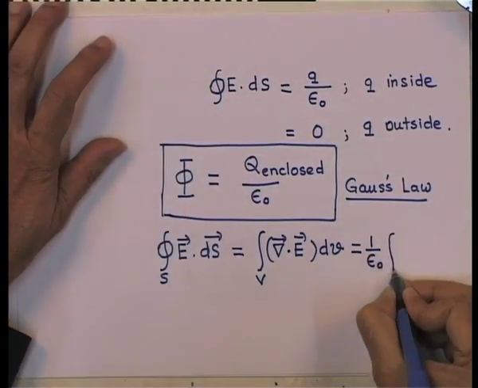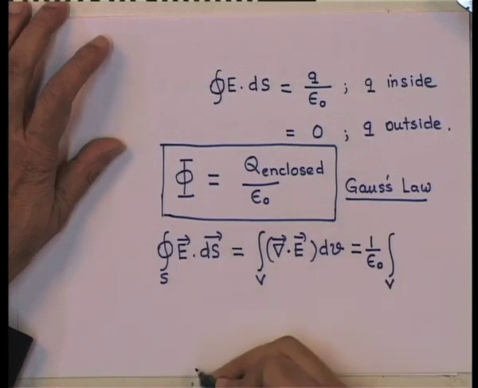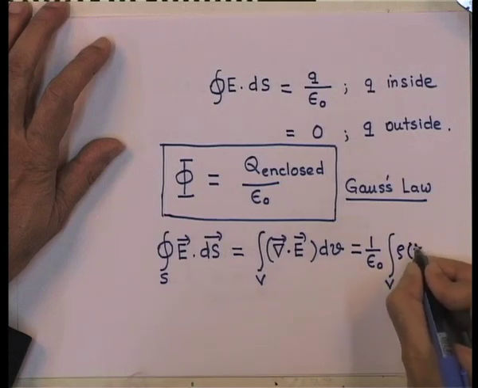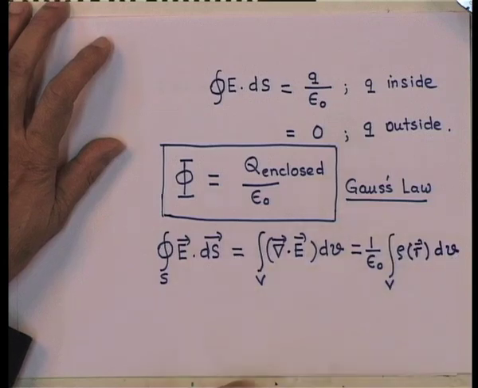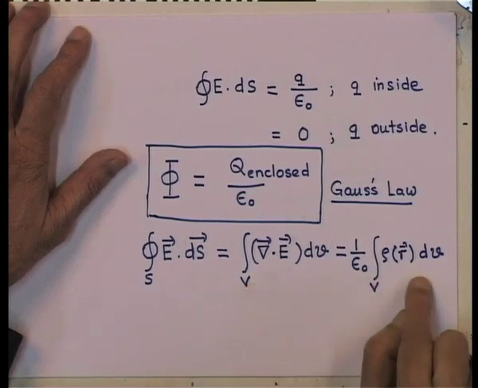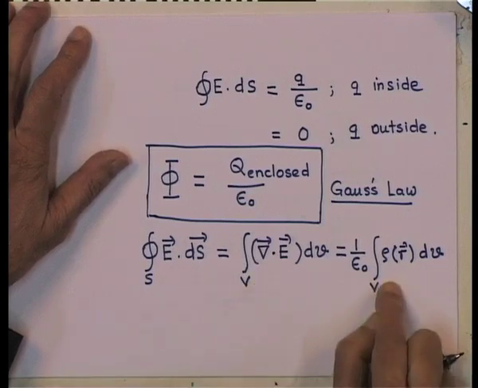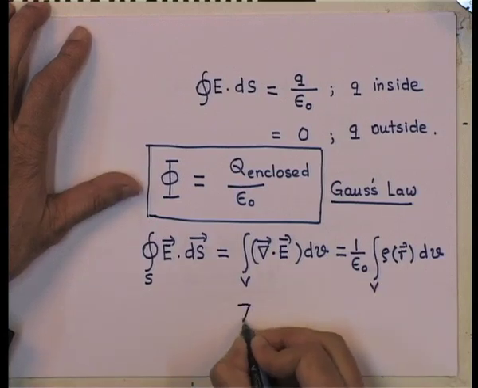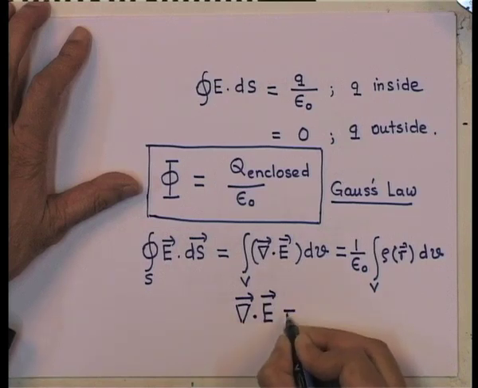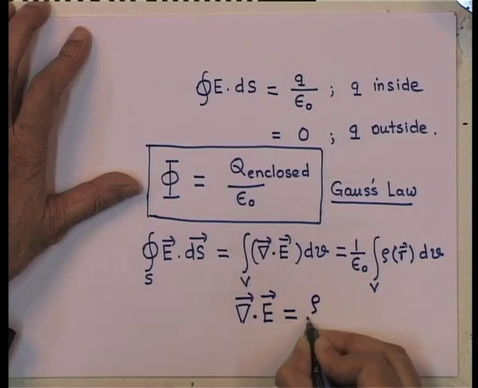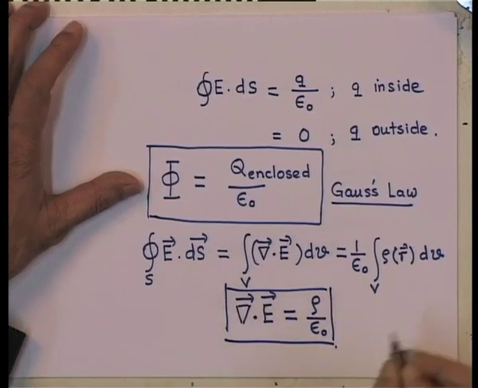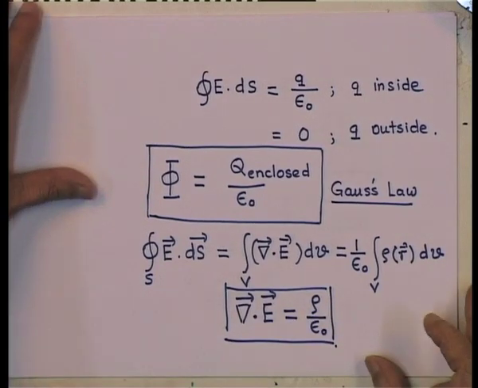The amount of charge that is enclosed can be written as the integral over the volume of the density rho dV. Now, since this is true for an arbitrary volume, I get a corresponding differential statement of Gauss's law, which says del dot E is equal to rho by epsilon 0. So, this is the differential form of Gauss's law.